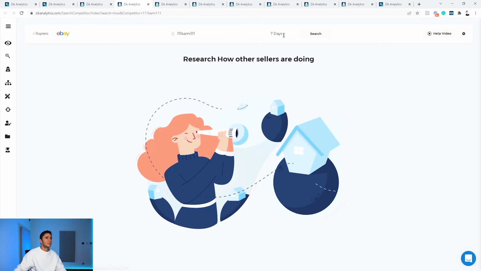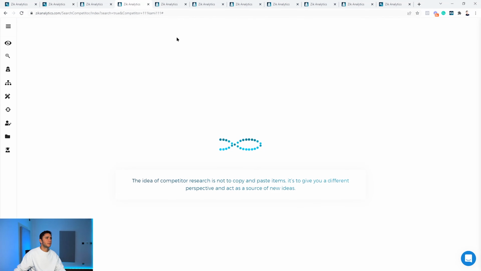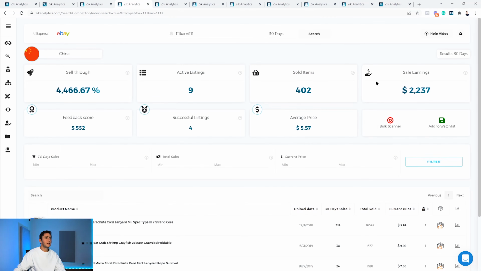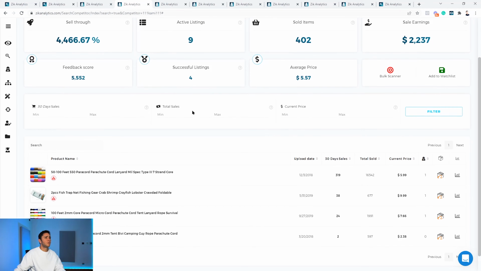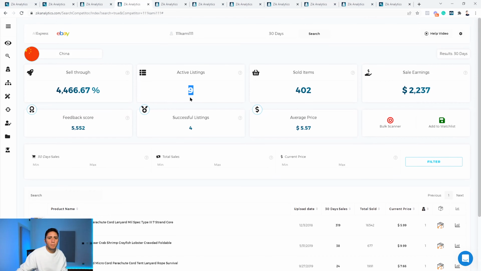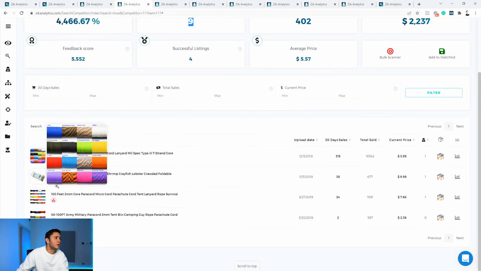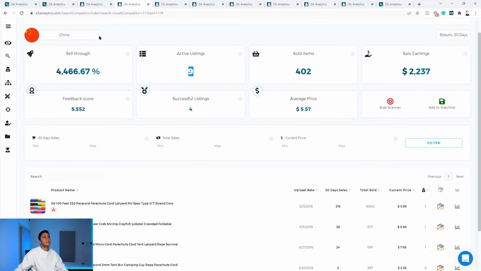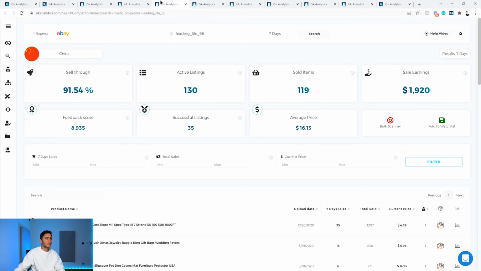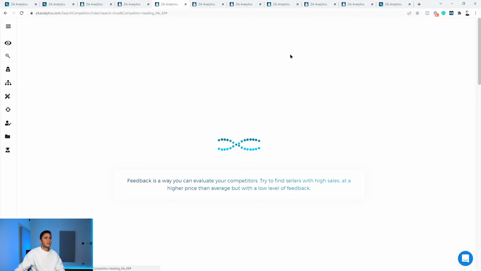So let's try this seller here for 30 days. So this seller has $2,237 in sales in the last 30 days, but he has only 9 active listings and only 4 are successful. 3 of them are the paracord. So he's not a big competitor in terms of covering the first page results, because the other guy has 1,000 listings. This guy has only 9, only 3 successful. So already you can see why this other guy is dominating, right? Let's check the other seller. Let's check this seller's 30-day sales.